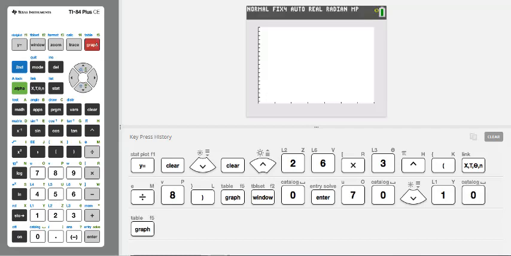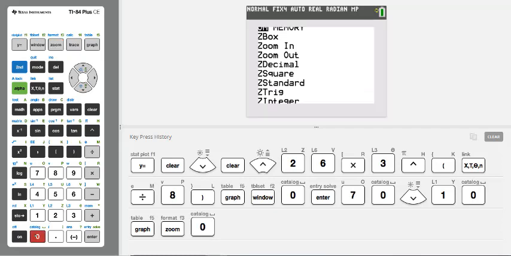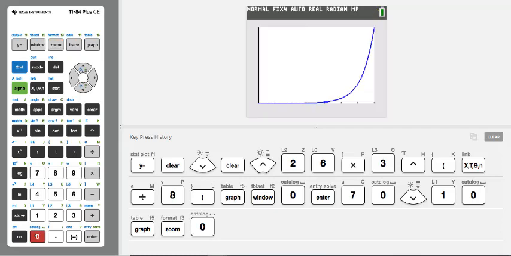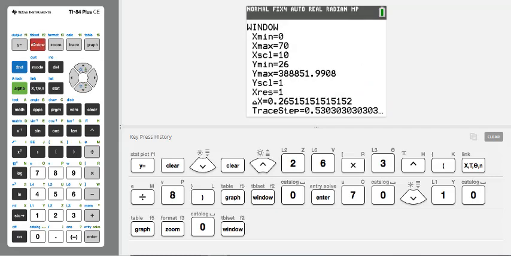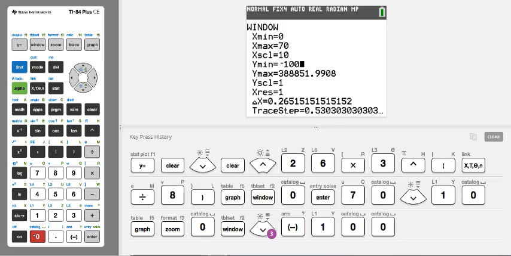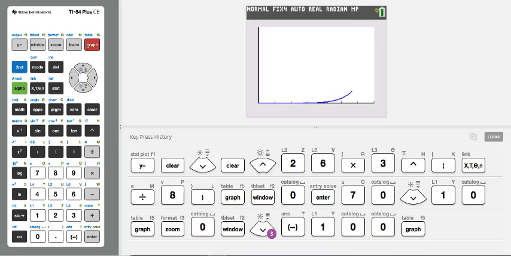If I hit graph, it's not going to show me anything. If I go zoom 0, what it does is it takes those X values and says, for the X values 0 to 70, I'm going to give you every output. I'll scale your Y's for you. So what I'm going to do is go back in so you can see the Y min happens to be 26. So I'm going to put negative 100 and then hit graph. Boy, it didn't show anything, did it?